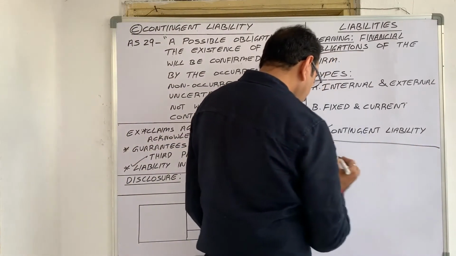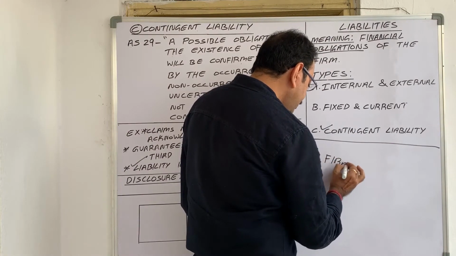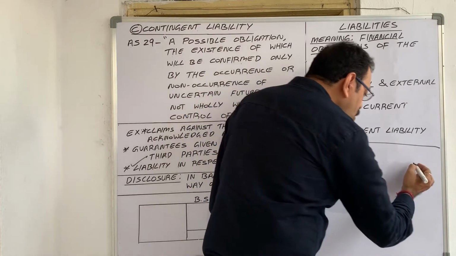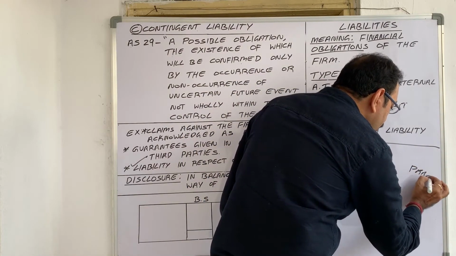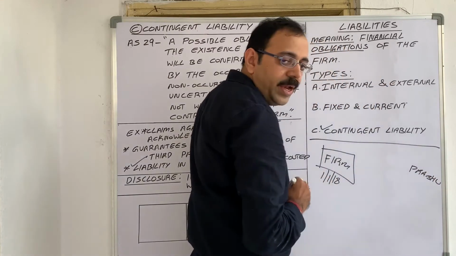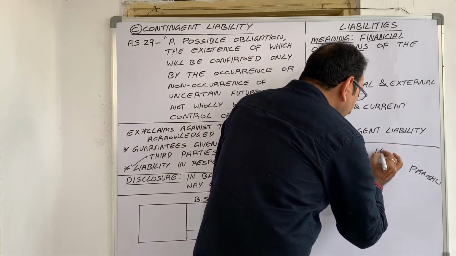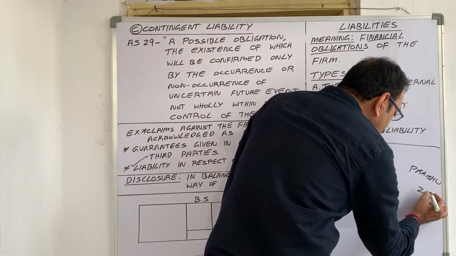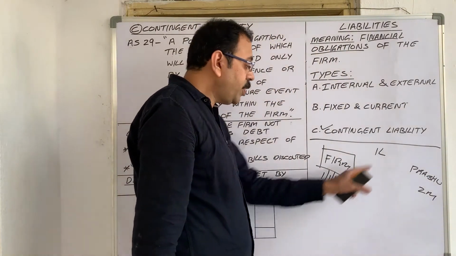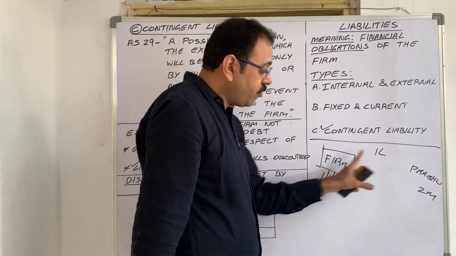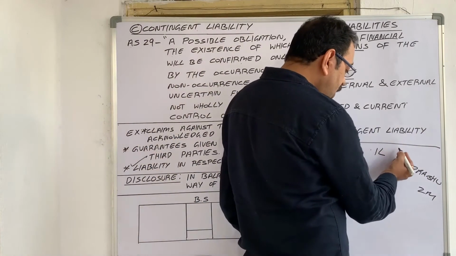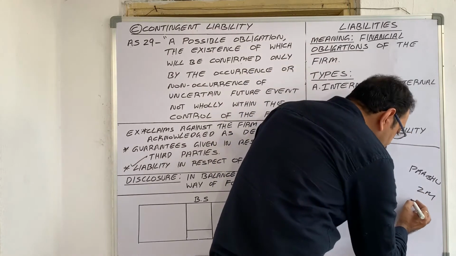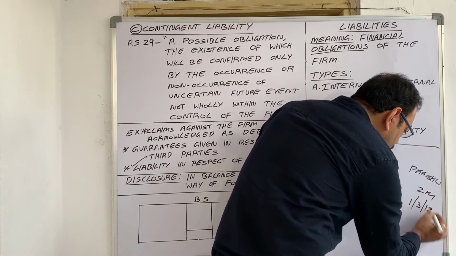Suppose we are running a firm. On 1st January 18, we sold goods to Prabhu on credit. Goods value is 1 lakh rupees. Then Prabhu requested 2 months credit period. So when is Prabhu going to pay the money? After 2 months, that is 1st January 18 to 1st February 18, 1 month. 1st March 18, 2 months.